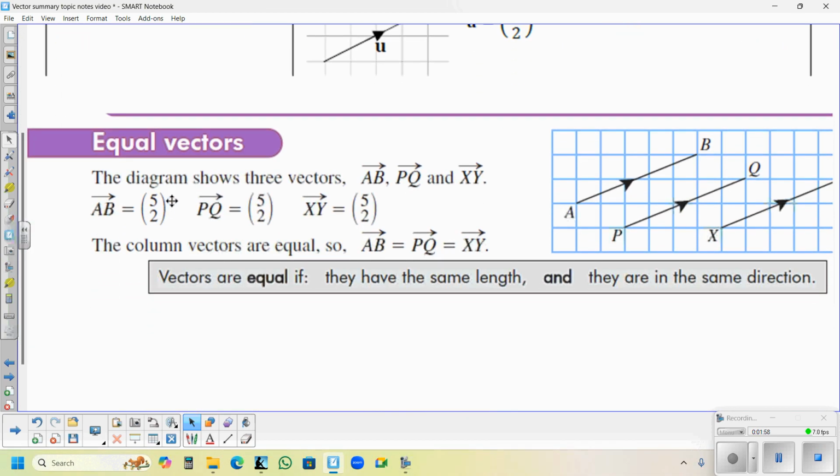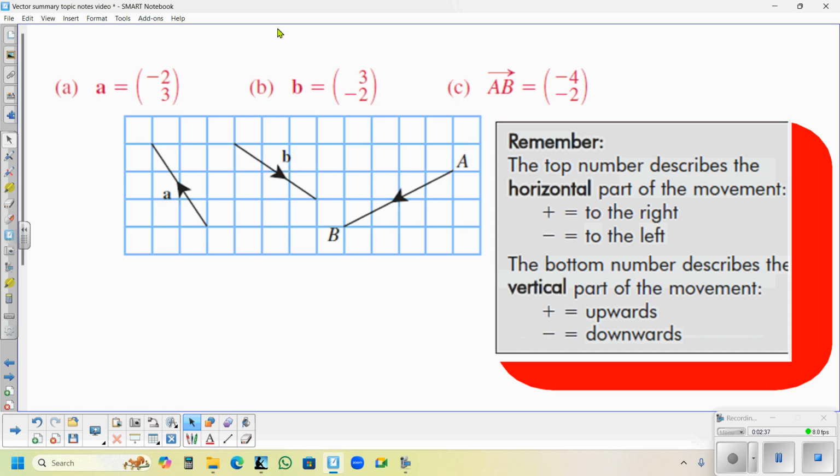Now, important things about vectors. AB has component (5, 2), and PQ has component (5, 2). So in other words, it goes along 1, 2, 3, 4, 5, and up 2. P to Q, I go along 5 and up 2. X to Y, it's just cut off the end there, you go along 5 and up 2. So all of those vectors are equal. They're all exactly the same. If I slid one across, they'd all fit on top of one another. So we can say vectors are equal if they've got the same length and they're going in the same direction. They don't necessarily have to start at the same point, but they're the same vectors. So we've got to think about how we name these vectors.